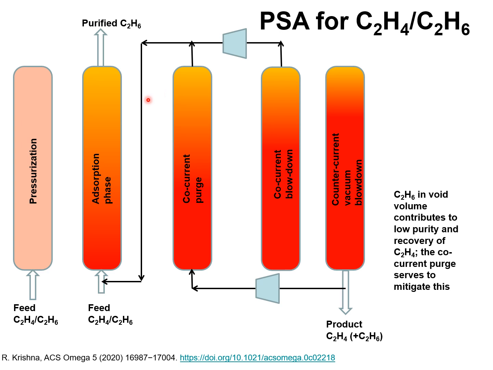The need for all these intermediate steps, such as co-current rinse and co-current blowdown, is that any ethane that is present in the void volume or in the adsorbed phase will contribute to low purity of ethene in the product, and therefore we need these two intermediate steps before the countercurrent vacuum blowdown.